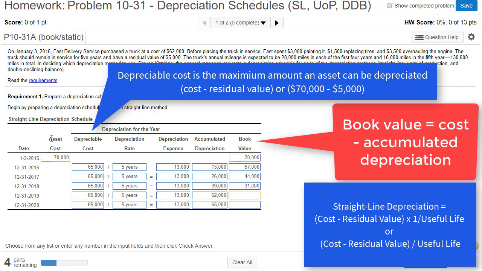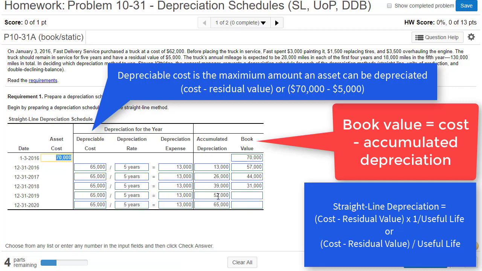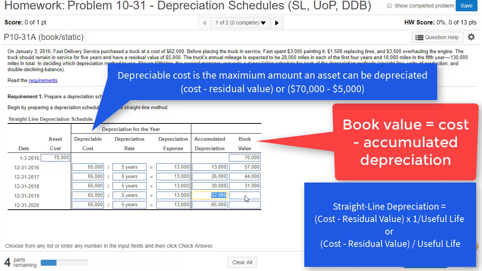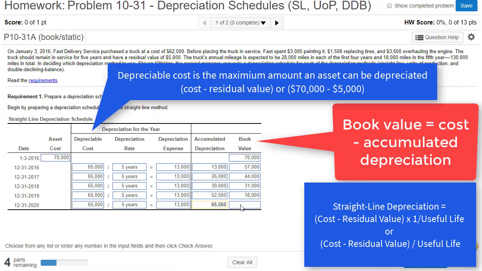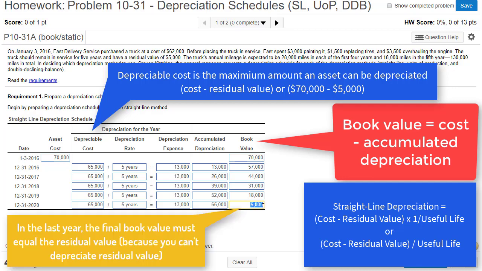In the next year, we've got cost of 70,000 minus 52,000, which gives us 18,000. And then in the last year, we've got cost of 70,000 minus accumulated depreciation of 65,000, which gives us 5,000. So in this last year, the book value should always be equal to our residual value. And that's true.